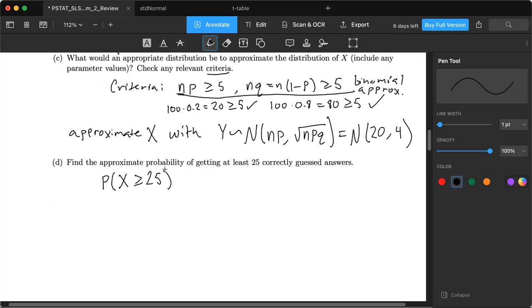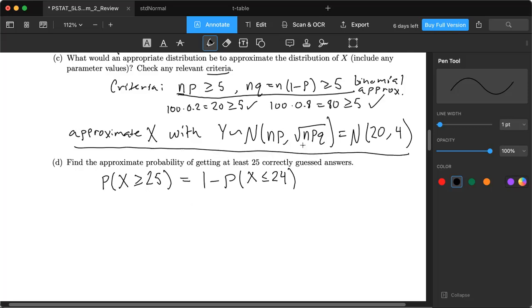So like before, I'm going to do 1 minus the probability that x is less than or equal to 24. And from above, we get to approximate x with this distribution here. But we also need to account for this idea of continuity correction, which is also something I talk about in that previous video that I sent to you all.